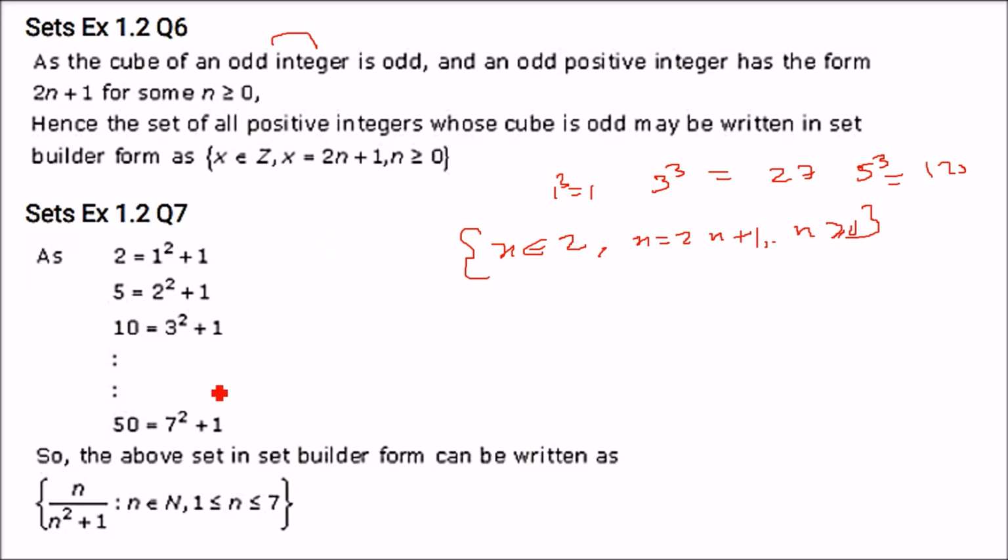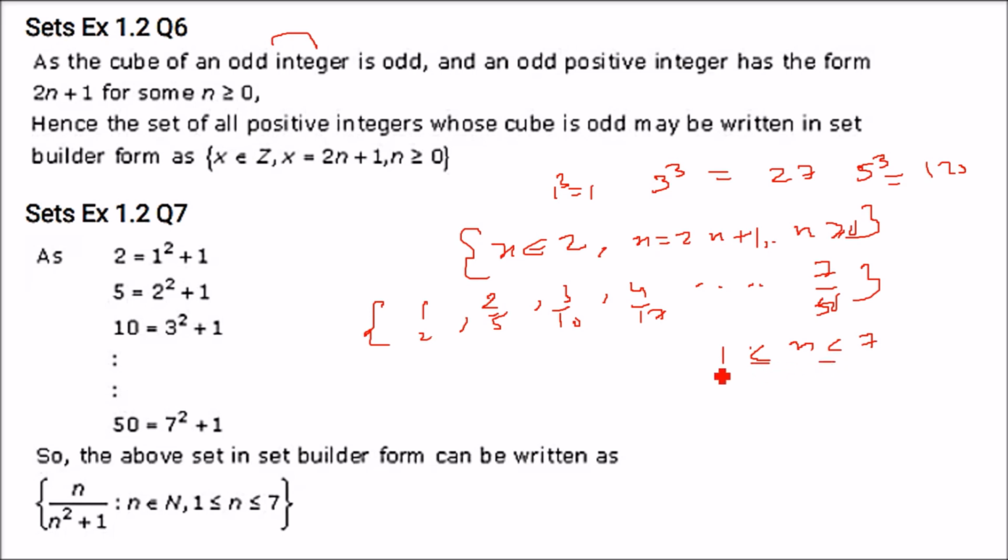Next is, write the set 1 by 2. The set is like this. Let me write the question first. We have to write the set 1 by 2, 2 by 5, 3 by 10, 4 by 17, and this goes up to 7 by 50. If you observe the numerators, these are 1 to 7. So 1 to 7 is the restriction. We just have to give the restriction from 1 to 7, which is the numerator.